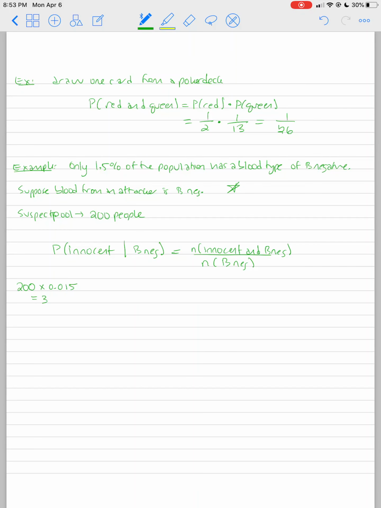Now, because of this statement, one of those is guilty. But that means that 2 of those people are innocent with B negative out of the total 3 people that have B negative blood. This is a 67% probability that we have the wrong person. That's really bad, and this is why you have to be careful about conditional probability.